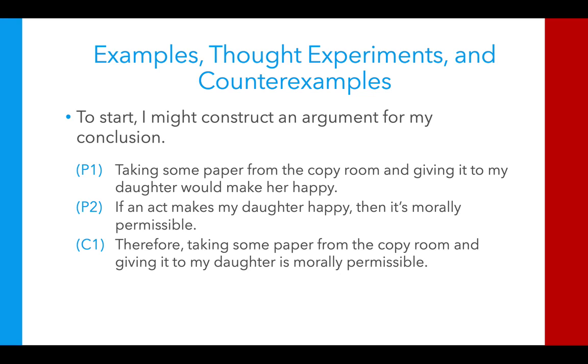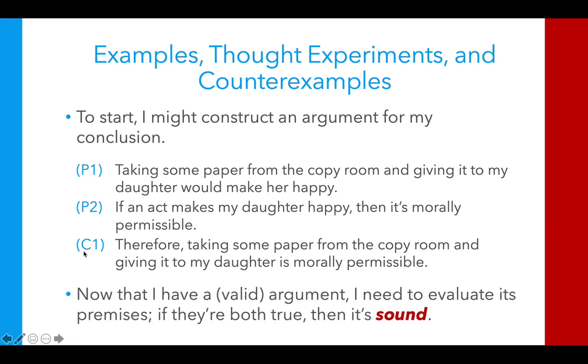So we've already learned a little bit about constructing valid arguments. There's this act, taking paper and giving it to my daughter. That would have this empirical feature: it would make her happy. If an act makes my daughter happy, then it's permissible, morally speaking, for me to do. Conclusion: taking paper from the copy room and giving it to my daughter is permissible. So that has that principle, it's a kind of principled argument, with that sort of A, E, arrow M, therefore A, arrow M structure. So now that I have a valid argument, I need to evaluate its premises. If both premises are true, then the argument is sound.